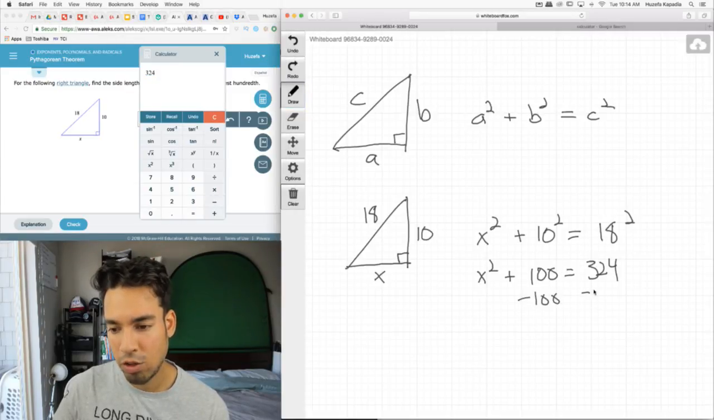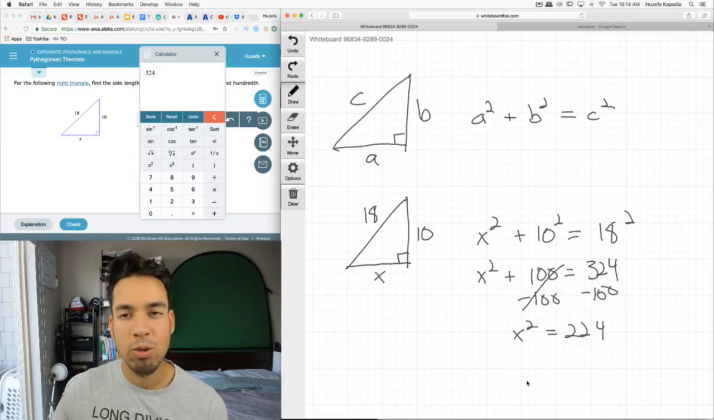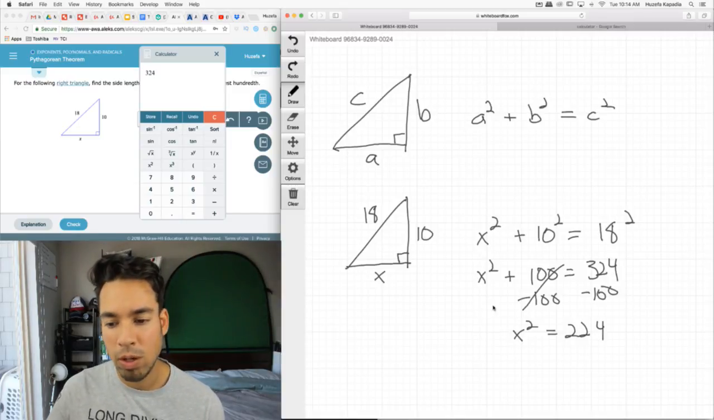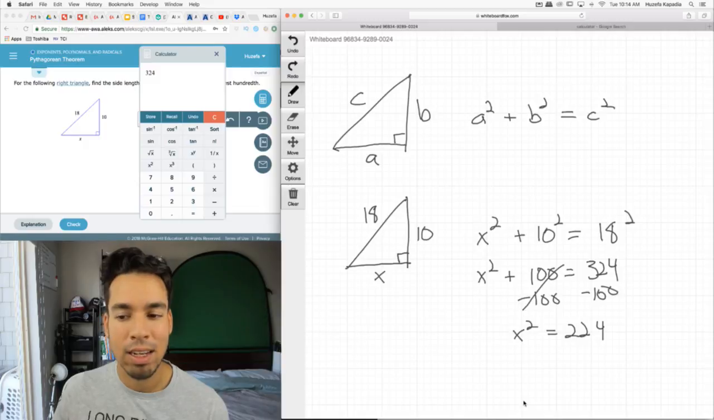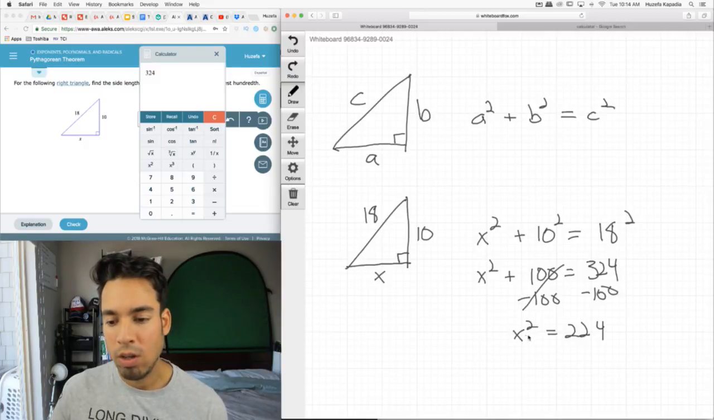Now let's solve for x. We subtract 100 from both sides. And we got x squared equals 224. So x squared is 224, but that's not x. How do we solve for x? Well, just like whenever we're isolating a variable, we always want to look at what's with the variable and do the opposite to finally get it down to x equals something. Well, the x is being squared. So what's the opposite of squaring? Square root.